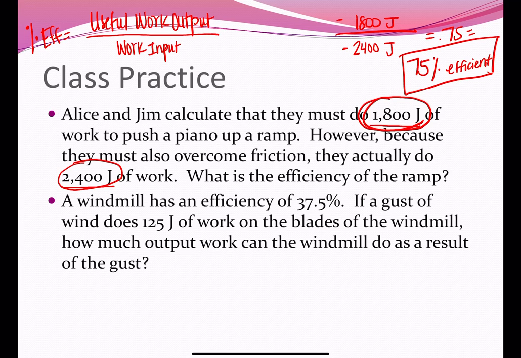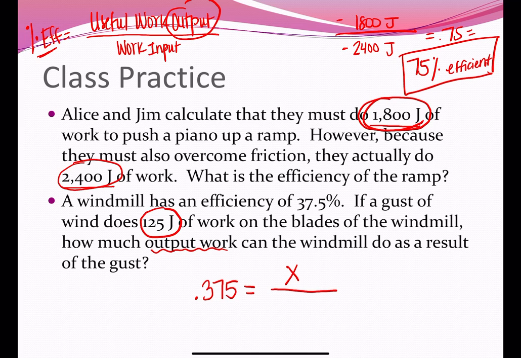Let's look at the next one. A windmill has an efficiency of 37.5%. So that's our efficiency. We're going to have to convert that to a decimal, though. So that's going to be 0.375. If a gust of wind does 125 joules of work on the blades of the windmill, how much output work can the windmill do as a result of the gust? So our output is what's going to go on top. That's what we're trying to find, okay?